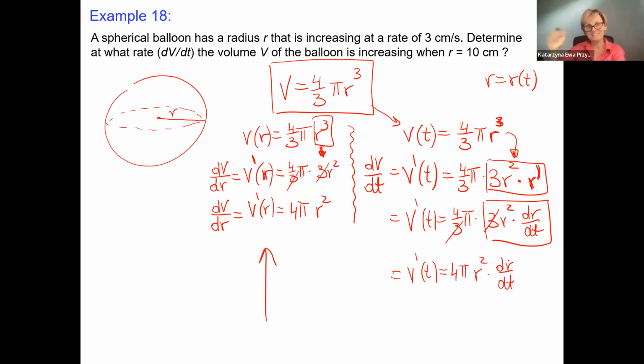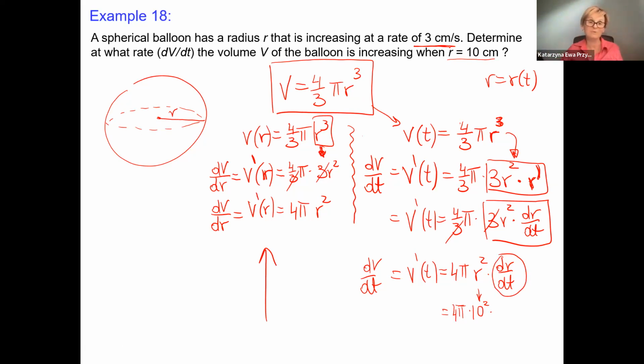And now they are asking us to determine the rate of change, dv dt. This is actually the rate of change, dv dt, of the volume of the balloon, like how the volume is changing, increasing at the moment when the radius is 10. That's when we can just substitute 10, r squared will be 10 squared, but we also know the rate of change because they are providing us.